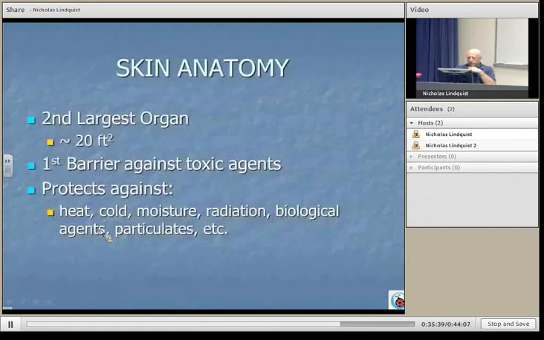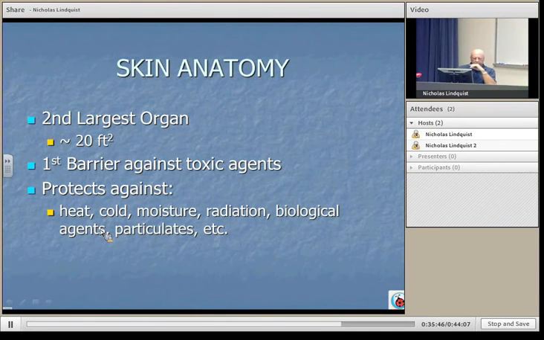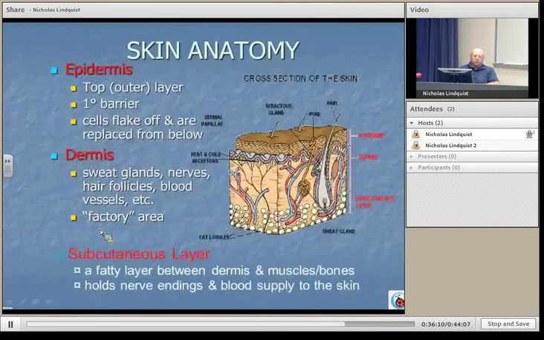We already talked about the skin being our second largest organ, approximately 20 square feet, and it is one of our first primary barriers against toxic substances. It also protects us not only against chemical exposures, but against temperature extremes, heat, cold, moisture. It can protect us against some forms of radiation, biological agents, and so on. We've pretty much looked at the anatomy of the skin, so we'll skip through that.